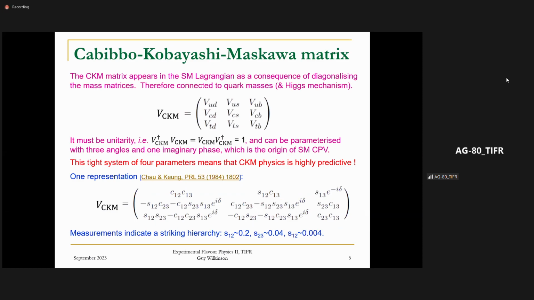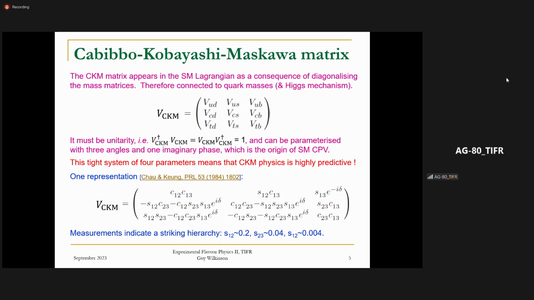Okay, so let us start with a little bit of formalism. Let me remind you of the well-known CKM matrix and one of its properties, which will be exploited in a couple of slides' time: this matrix has to be unitary, and it can be parameterized in terms of 3 angles and 1 imaginary phase. That phase is the origin of CP violation in the standard model. So this is a very tight system of 4 parameters, which means that CKM physics is highly predictive.